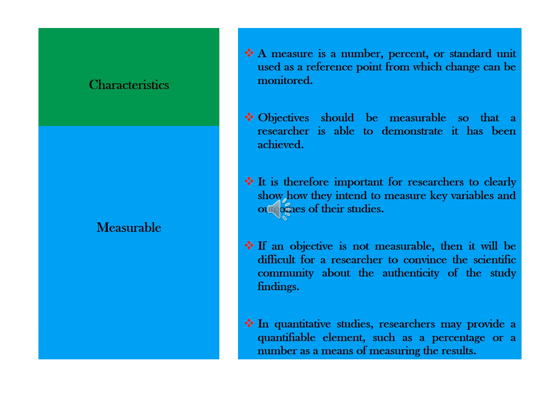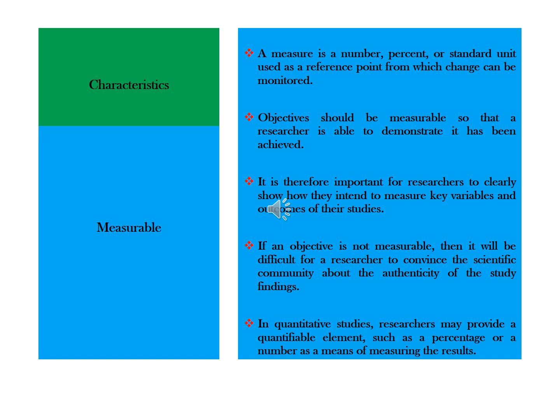The other important characteristic of research objective is measurability. When we talk of a measure, it's a number, a percentage, or a standard unit that is used as a reference point from which change can be monitored. So objectives should be measurable so that a researcher is able to demonstrate that it has been achieved. Otherwise, if we are not able to measure our objectives, then it becomes quite difficult at the end of the day for a researcher to gauge whether or not the research objective has been achieved.